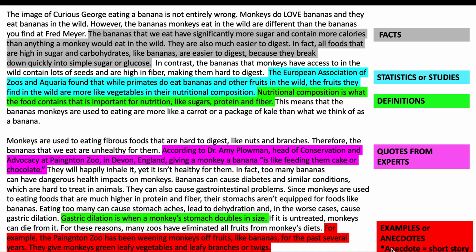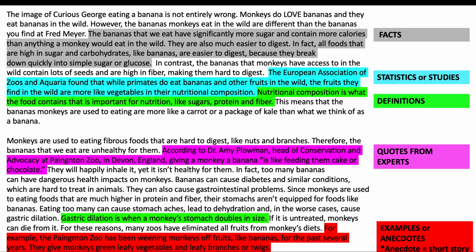And then lastly, I'm using examples or anecdotes. So I use a great example here of a zoo, Paignton Zoo, that has chosen not to feed monkeys bananas any longer, and is feeding them healthier things for them, like green leafy vegetables or leafy branches and twigs. So I'm using an example. You can use either an example or an anecdote in your writing. We would love to see at least one.